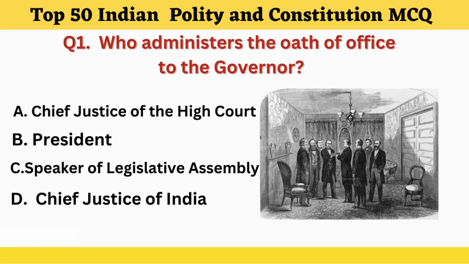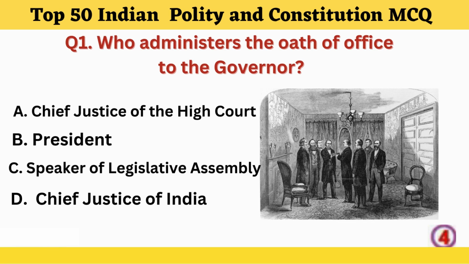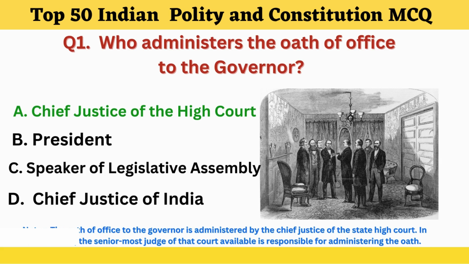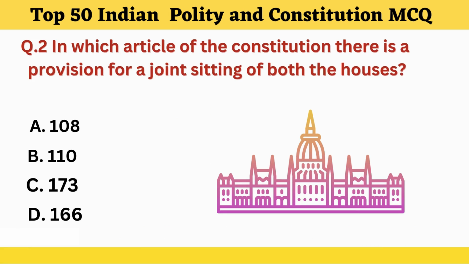Who administers the oath of office to the governor? The correct answer is option A, Chief Justice of the High Court. In which article of the Constitution is there a provision for a joint sitting of both the houses? The correct answer is option A, 108.